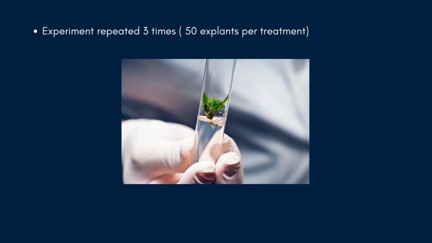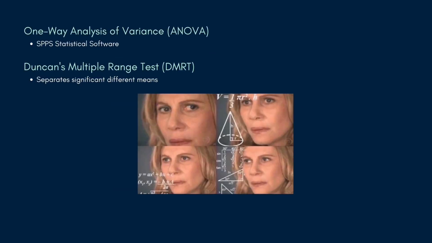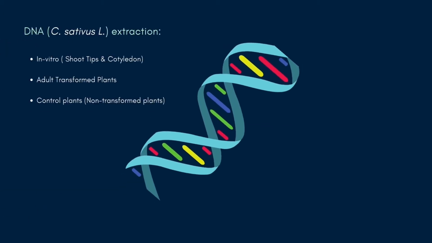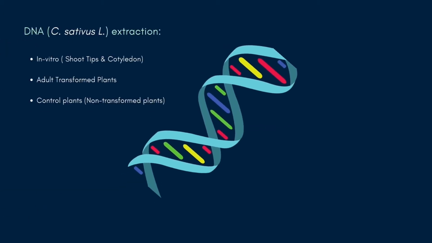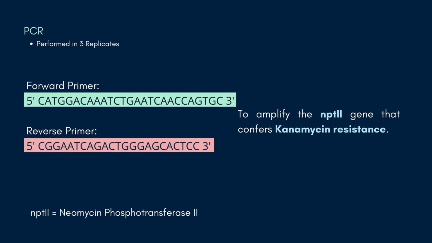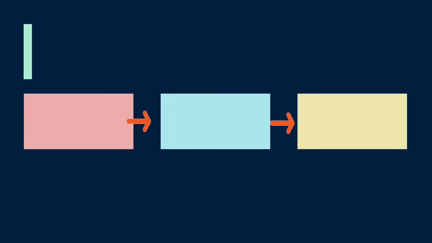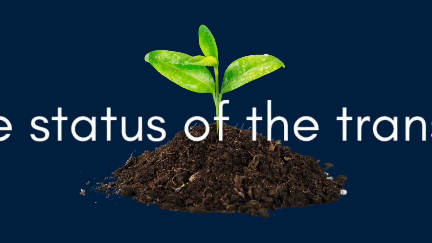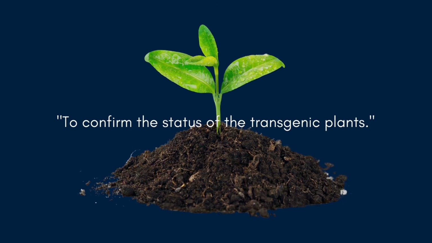All experiments were repeated 3 times with 50 explants per treatment. The data collected were calculated using ANOVA and Duncan multiple range tests. Before performing PCR analysis, the DNA of the cucumbers has to be extracted. Later, PCR was performed in 3 replicates according to the standard conditions. As a result, the status of the transgenic plants can be confirmed.